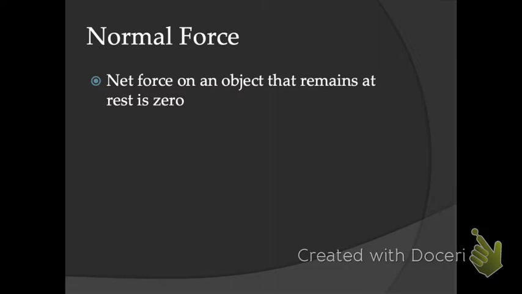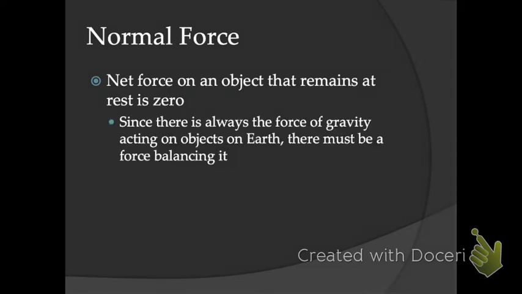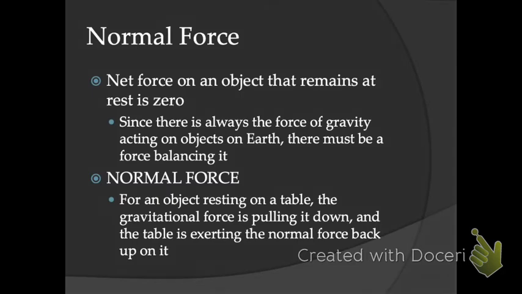It does go up and down, but what's it always stemming from? Perpendicular to the surface, right? The normal force is exerted by the surface, okay? Normal force is exerted anytime there's something on a surface, okay? And so for an object that's resting on a table, the gravitational force is pulling it down, and the table exerts a normal force back up on it.